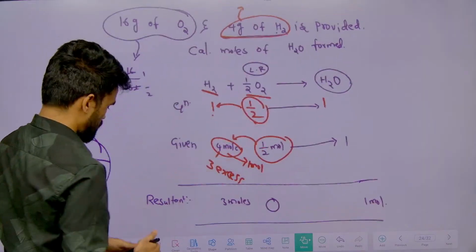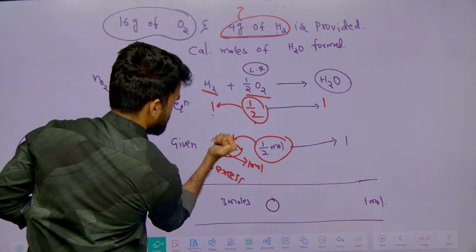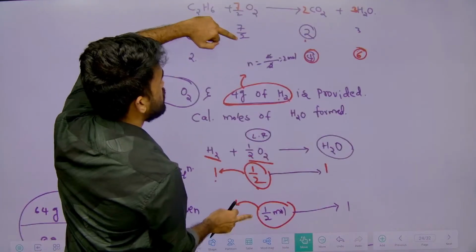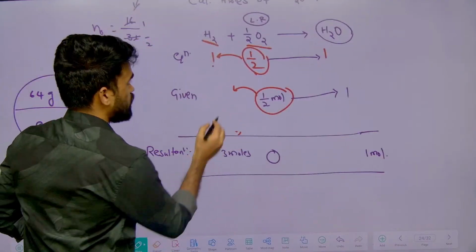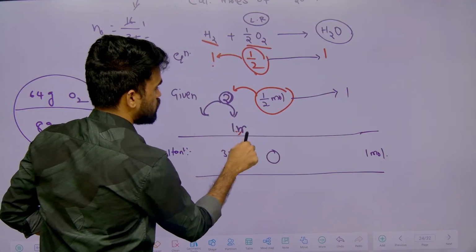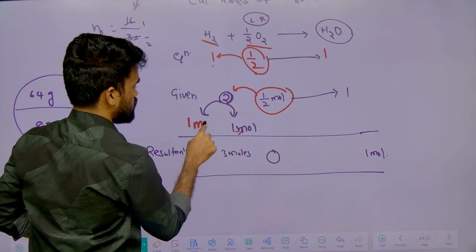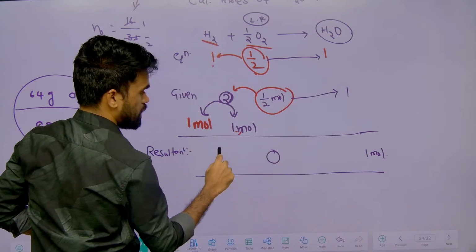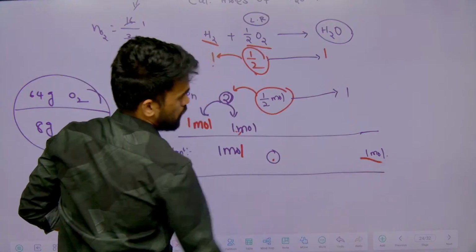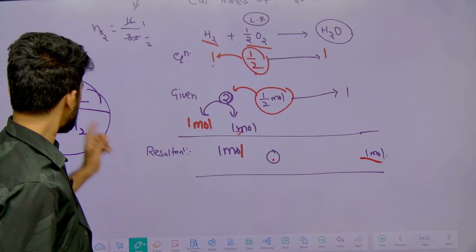We did this here. If it is 2 moles, of this 2 moles, how much did I use? 1 mole I used, 1 mole remains in excess. So the resultant will be 1 mole extra, this will be 0, this will be 1. Okay. Next, do it for this question.